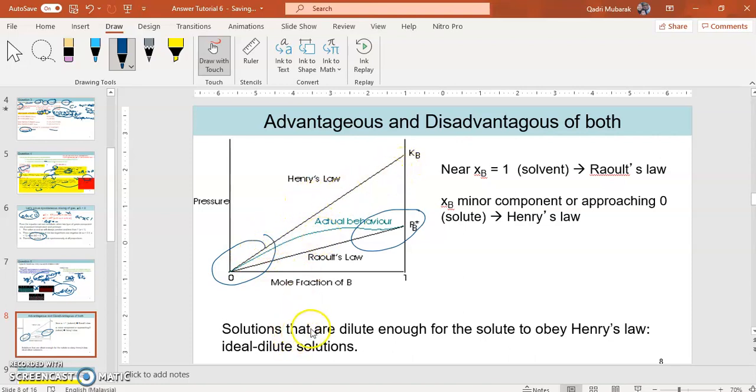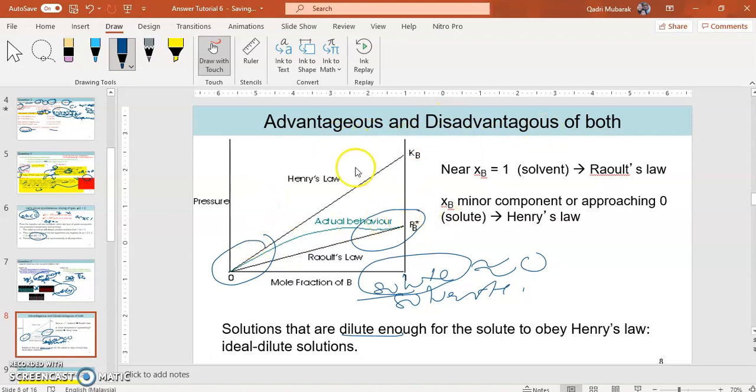We can say that when the solution is dilute enough, the solute obeys Henry's law. What does dilute mean? We have a solute and we have a solvent. When the solute is very small, the solvent will obey Raoult's law, while when we have more solute, the system will obey Henry's law.